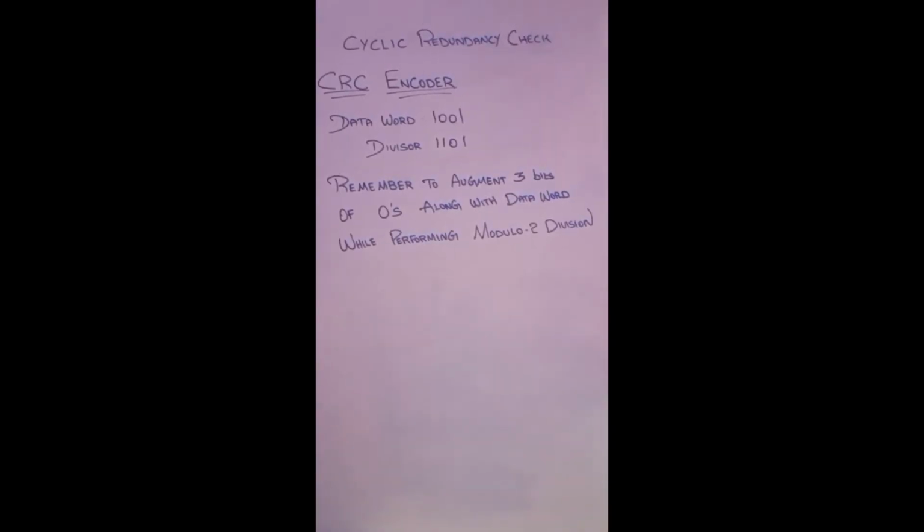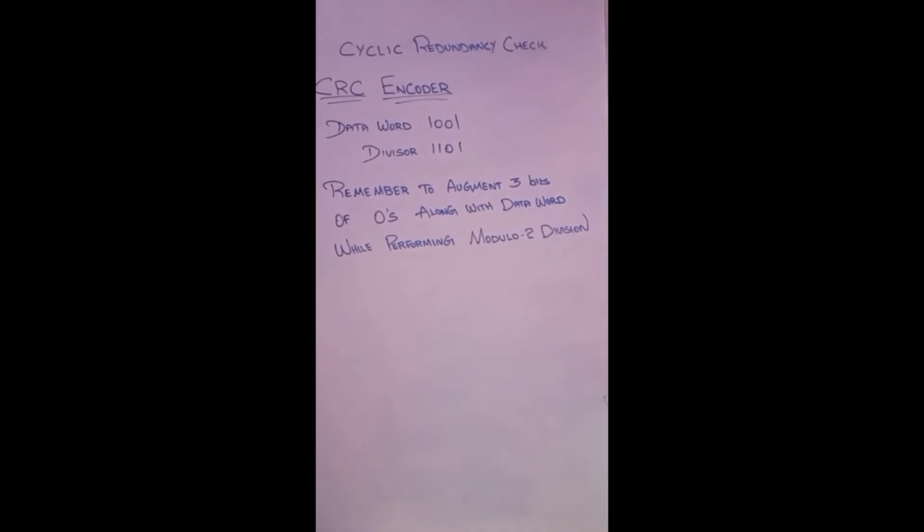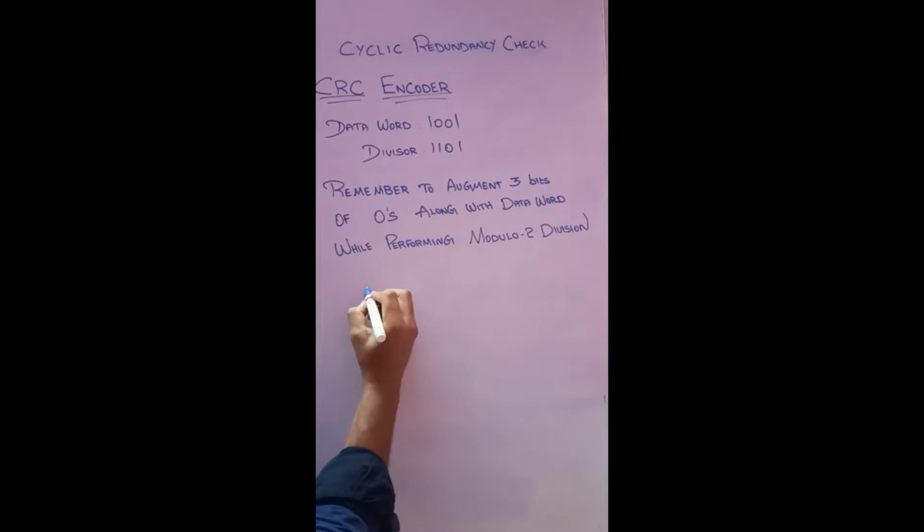Okay, remember, we are going to perform a CRC encoding process at the sender side. We know the data word is 4 bits in size, which is 1001, and we have a divisor which is predefined and agreed upon, also 4 bits in size, that is 1101. This divisor is used for performing a modulo 2 division. And students, remember, we are supposed to augment 3 bits of zeros along with the data word while performing modulo 2 division. The actual data word size is 4 bits, am I right?